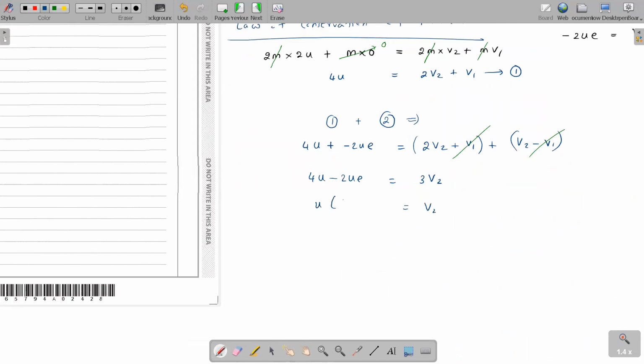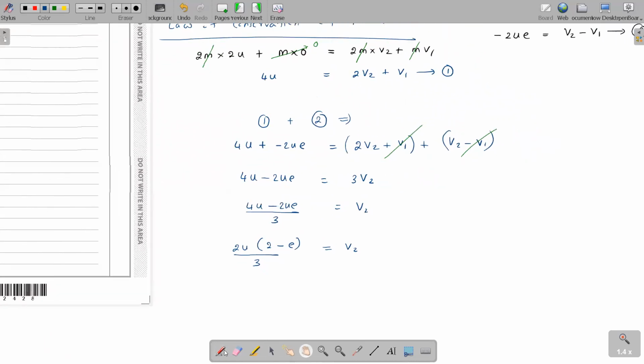I take the u out. I can take a 2u out. When I take 2u out, I get 2u times (2 minus e) over 3. So this is the V2. I get 4u minus 2ue over 3, and if I take a 2u out, this is 2 minus e over 3. So this is V2. Now substitute that into any one of the equations and get V1.